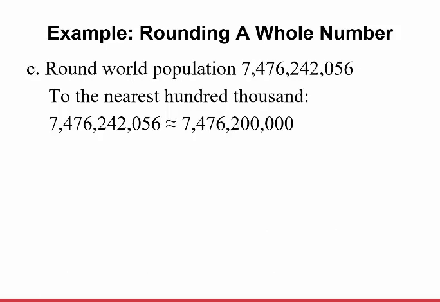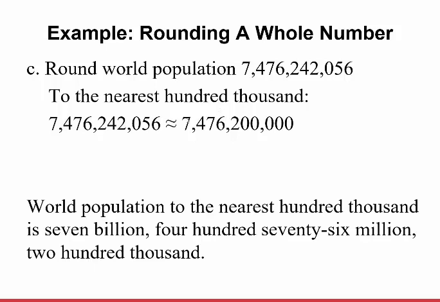If I want to round to the nearest 100,000, again, I'll go to the 100,000s place. It's a 2. I'll look right here. It's a 4, so it's not 5 or more, so I'm just going to replace these with 0. And to the nearest 100,000, the world population is roughly 7,476,200,000. Okay. I know this was a quick example of rounding, but hopefully it makes sense, or you remember this from your previous schooling, like high school or lower.